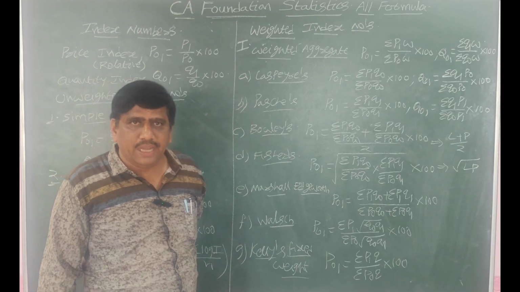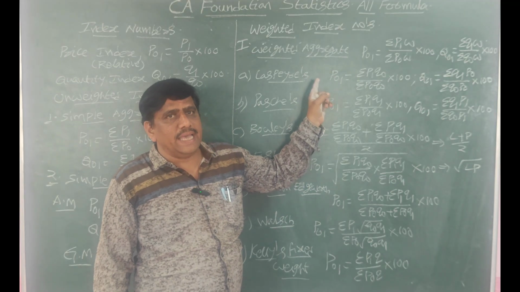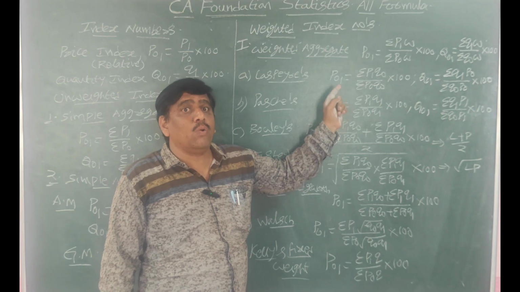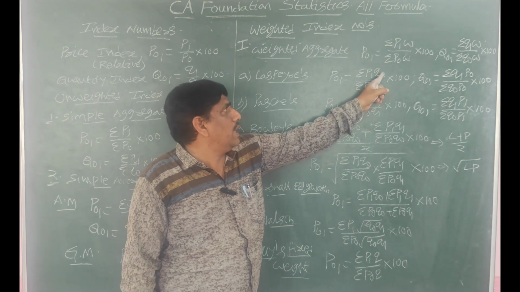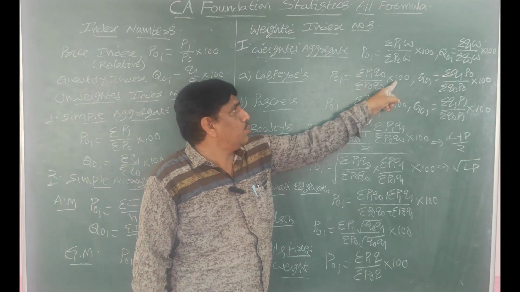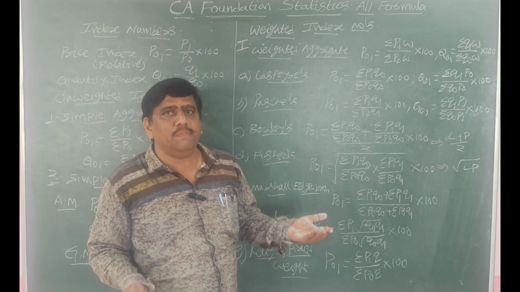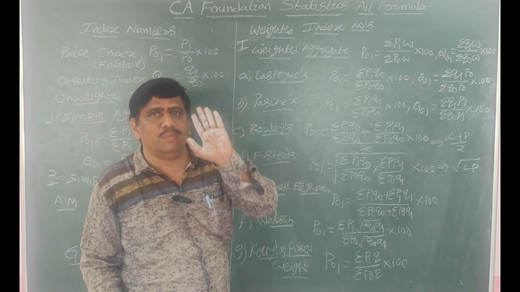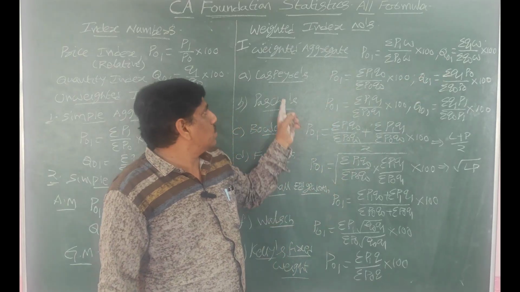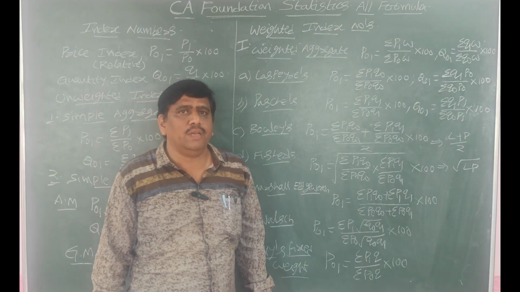First one, Laspeyres index, where Laspeyres considers base year quantity as weight. For price index number, the weights are quantities. Here base year quantity, W means Q0. So Laspeyres price index number is summation P1 Q0 by summation P0 Q0 into 100. If it is quantity, our weights will be prices. So base year prices will be the weights. That means W equal to P0 in that quantity index. So Laspeyres quantity index is summation Q1 P0 by summation Q0 P0 into 100.